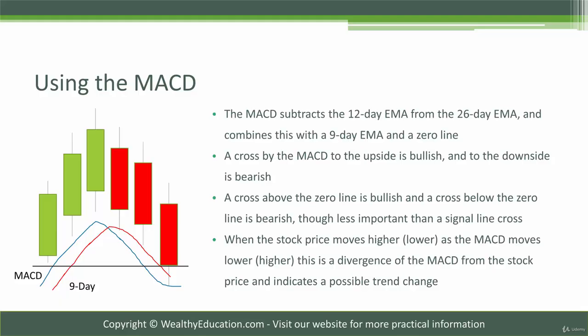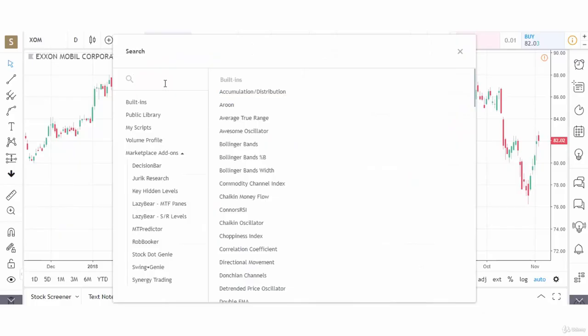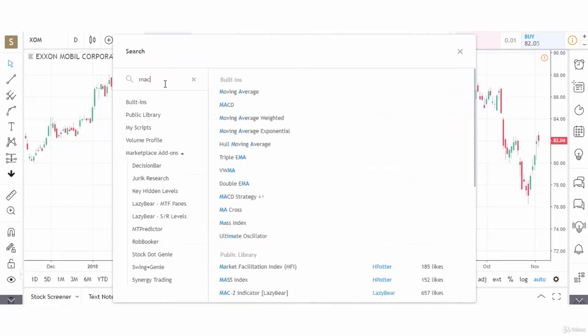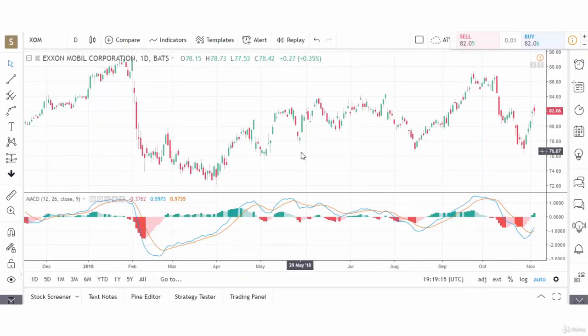So let's take a look at the MACD on a chart. Let's use a chart of ExxonMobil, XOM, on a daily basis to look at the MACD. So we're going to click on Indicators, type in MACD, click the MACD, close this box, and then we have the MACD at the bottom of the screen. The center line is the zero line for the MACD, the blue line is the MACD line, and the red line is our 9-period EMA.